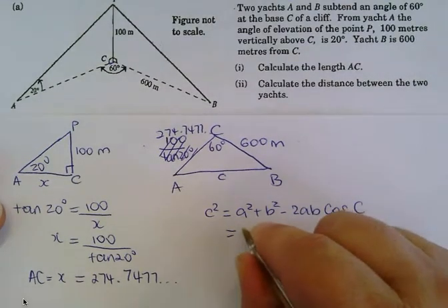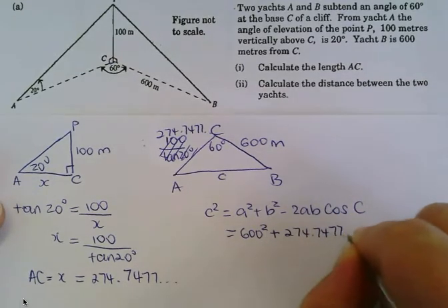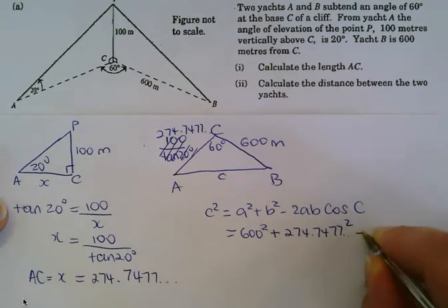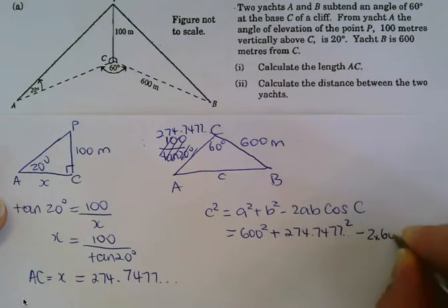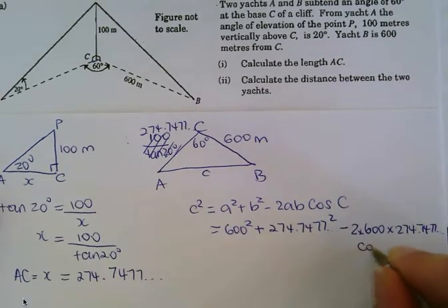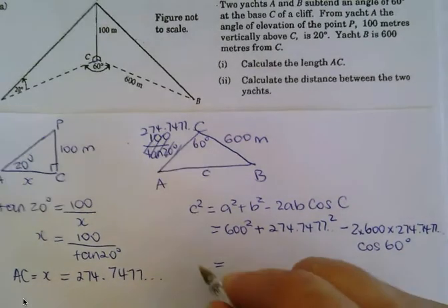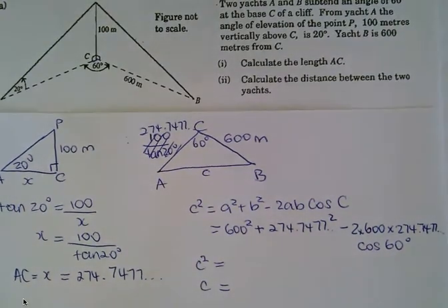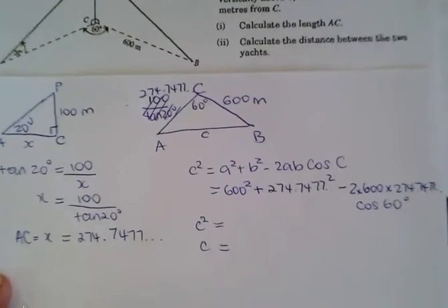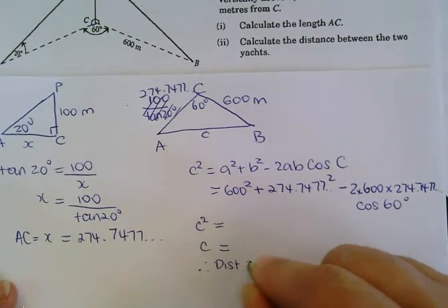So it's 600 squared plus 274.7477, etc. squared. Maybe keep that answer in your calculator. Minus 2 times 600 times 274.7477, etc. cos 60. Now we know that cos 60 is a half. So you can come up with an expression for c squared, and then we'll come up with an expression for c, which is AB. So therefore, the distance between the yachts, the distance AB is.